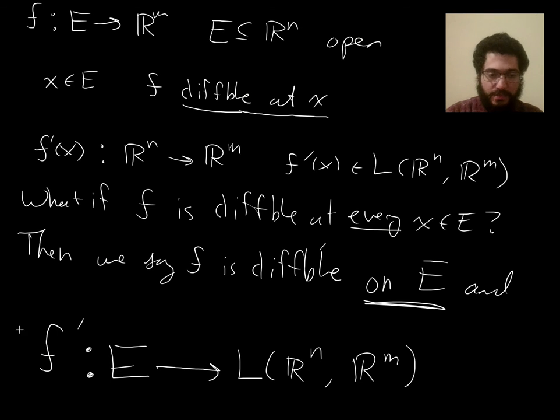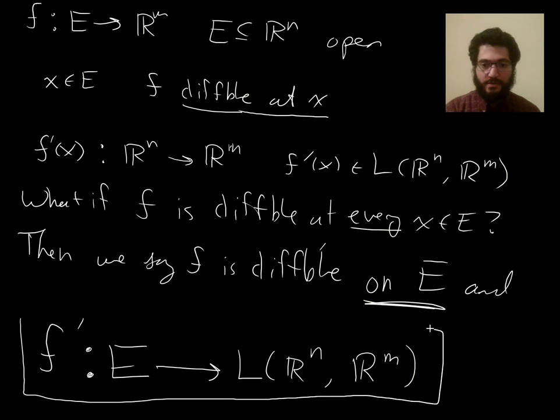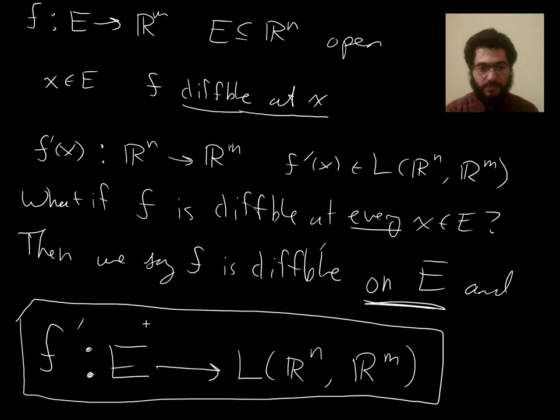So if you have a function that's differentiable at every point of its domain, and you want to look at the derivative of that function as a whole, then this is the kind of thing that it is. It's a function from this subset of Rn, from this E, to this metric space of linear maps.